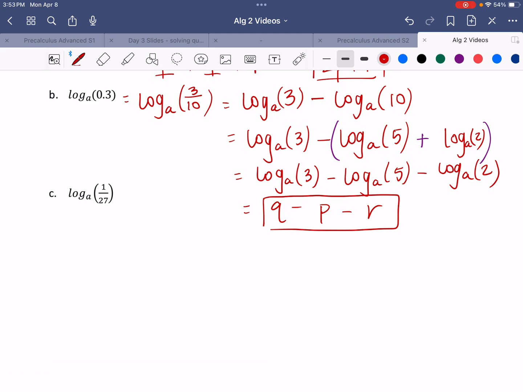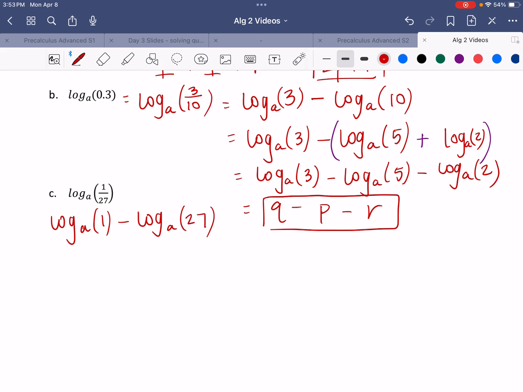Okay, our last one, and then I do want to make up maybe a more exciting one. It says log base a of 1/27th. So when I see a fraction, first thing I'm going to do, separate the numerator from the denominator with subtraction.